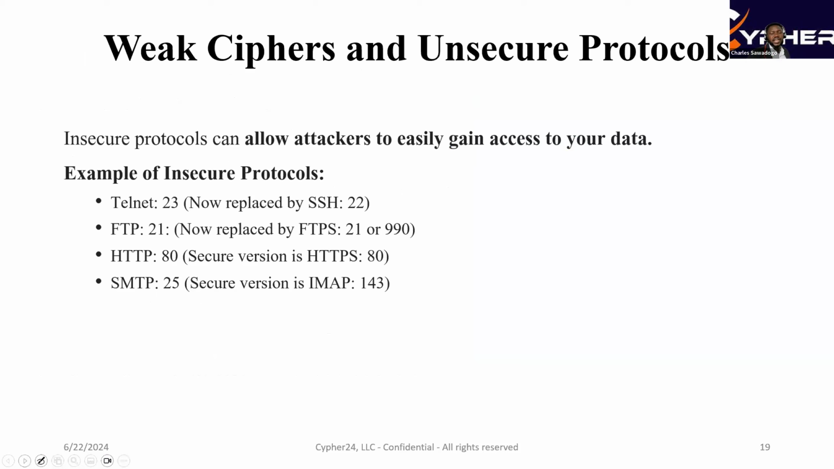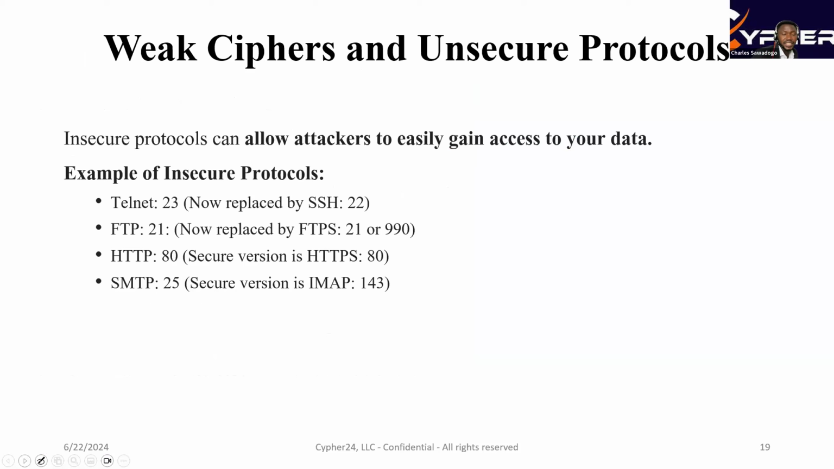Weak ciphers and insecure protocols. We just mentioned the ports here. Insecure protocols can allow attackers to easily gain access to your data. For example, Telnet uses port 23. It is now replaced by SSH. FTP is 21, now replaced by FTPS, which is still using 21 or 990.